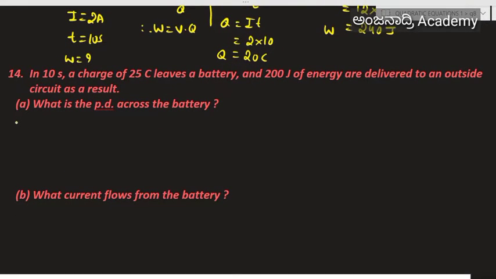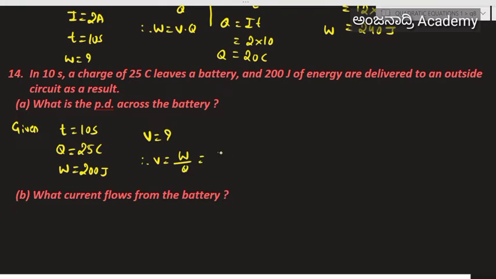In 10 second, time T is equal to 10 second, a charge Q is equal to 25 coulomb, and energy W is equal to 200 joule are delivered to a circuit as a result. What is the potential difference? V is equal to question mark. We know that V is equal to W divided by Q. W is 200 divided by 25, that is 8 volt. V is equal to 8 volt is the answer.